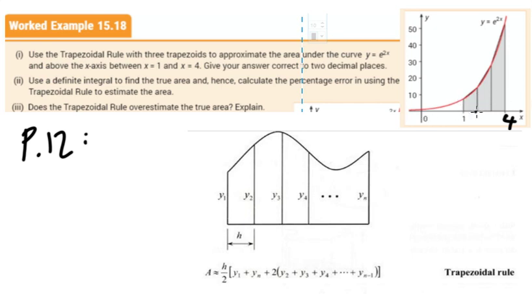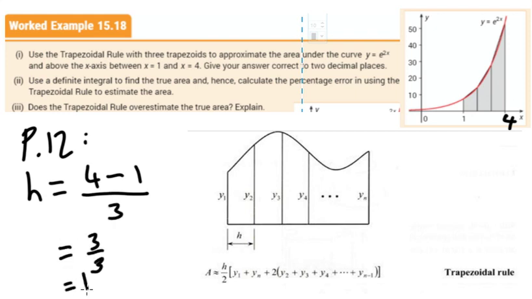I know this one's quite easy. We can see straight away it's going to be 1, the width of the trapezoid. But if it's not as straightforward as that, what you do is you pick the last value of x, so that would be 4 in this one. You take away the first value of x, so that would be 1, and you divide by the number of trapezoids, so that's 1, 2, 3, there's 3 trapezoids, so 3 over 3, which is 1. So our h value here is 1.